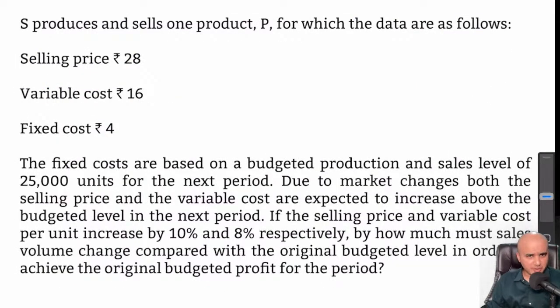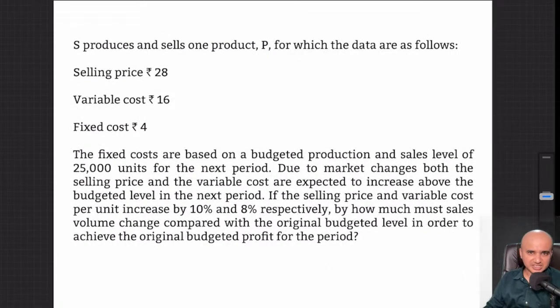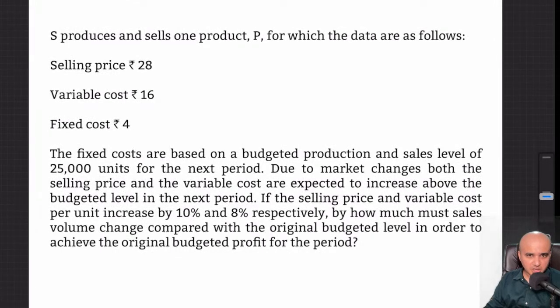Now that we have understood what exactly a budget is, let us straight away get into the problems. Let us look at this problem, and then we'll see what exactly they are discussing or asking, and then we'll act accordingly. S produces and sells one product, P, for which the data are as follows. Selling price is 28 rupees, variable cost is 16 and fixed cost is 4 rupees. This is the data we have at present.